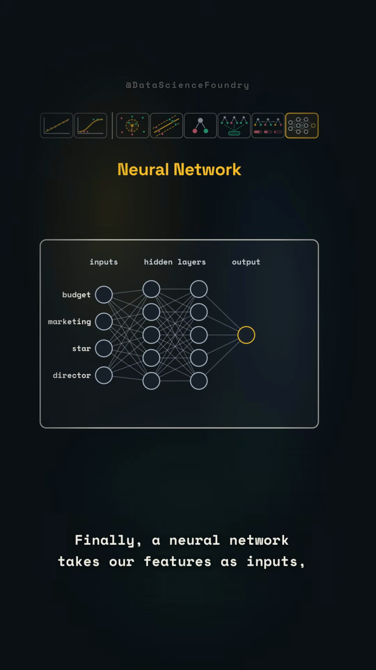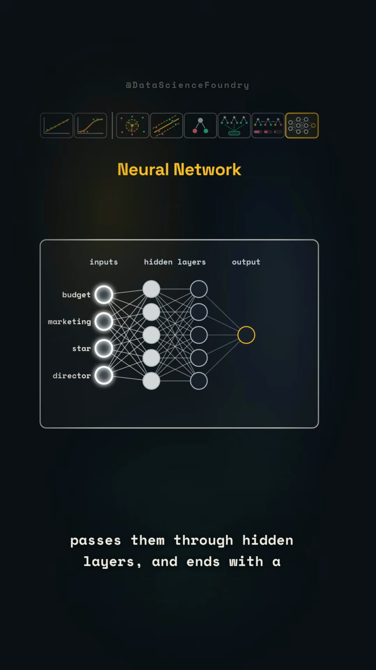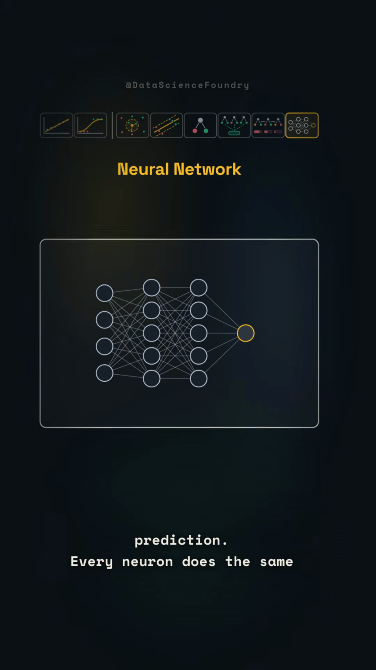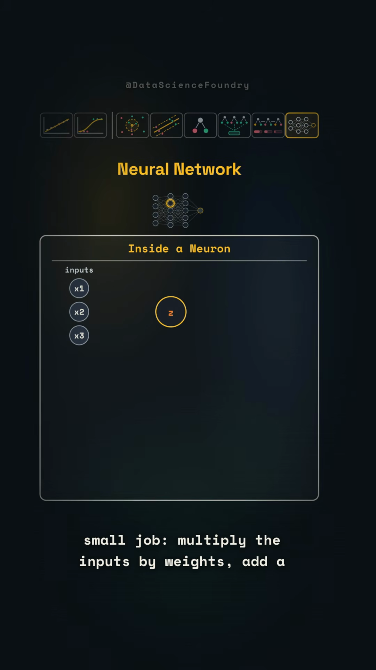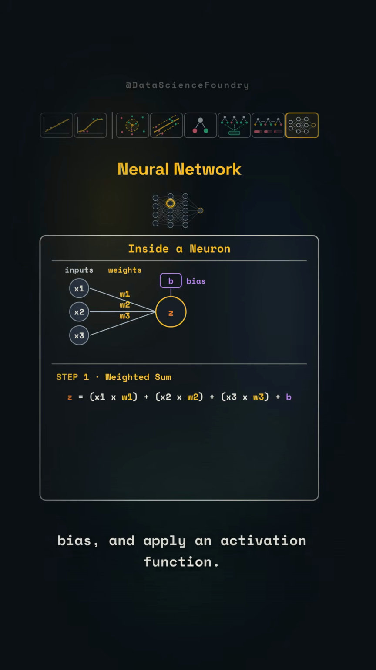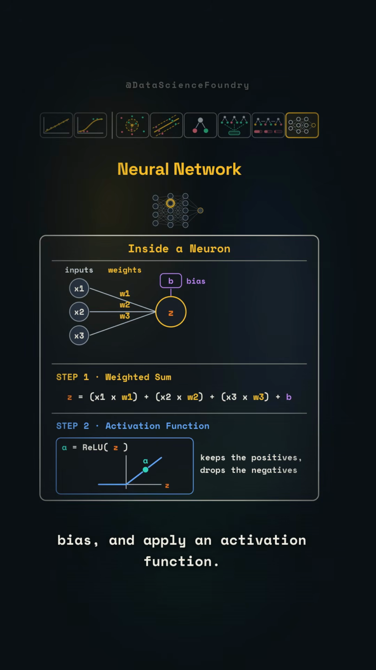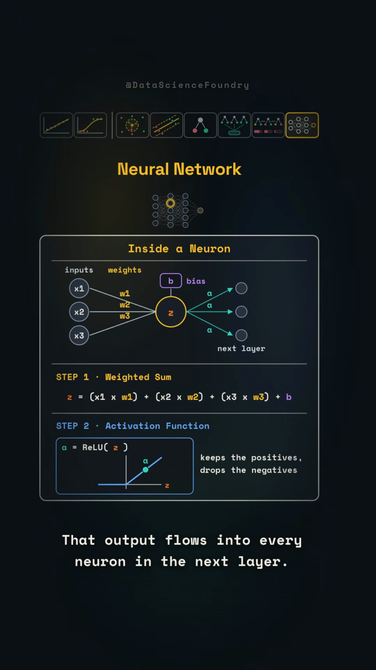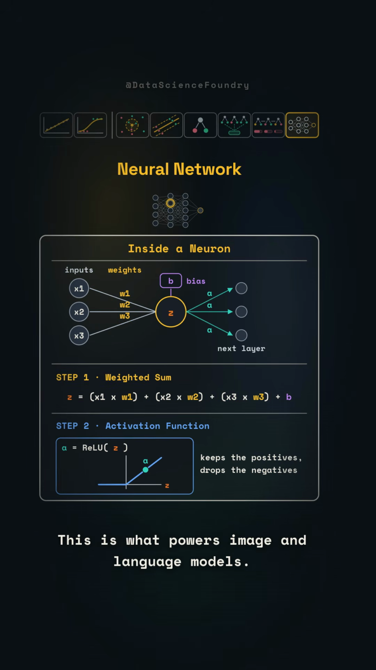Finally, a neural network takes our features as inputs, passes them through hidden layers, and ends with a prediction. Every neuron does the same small job. Multiply the inputs by weights, add a bias, and apply an activation function. That output flows into every neuron in the next layer. This is what powers image and language models.